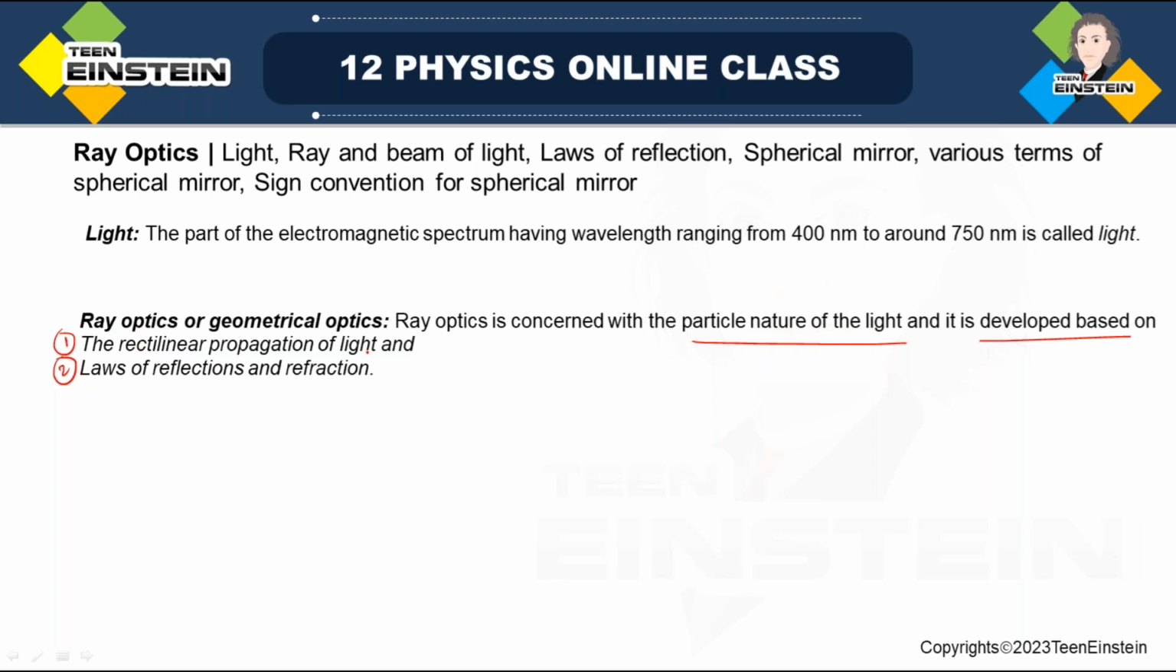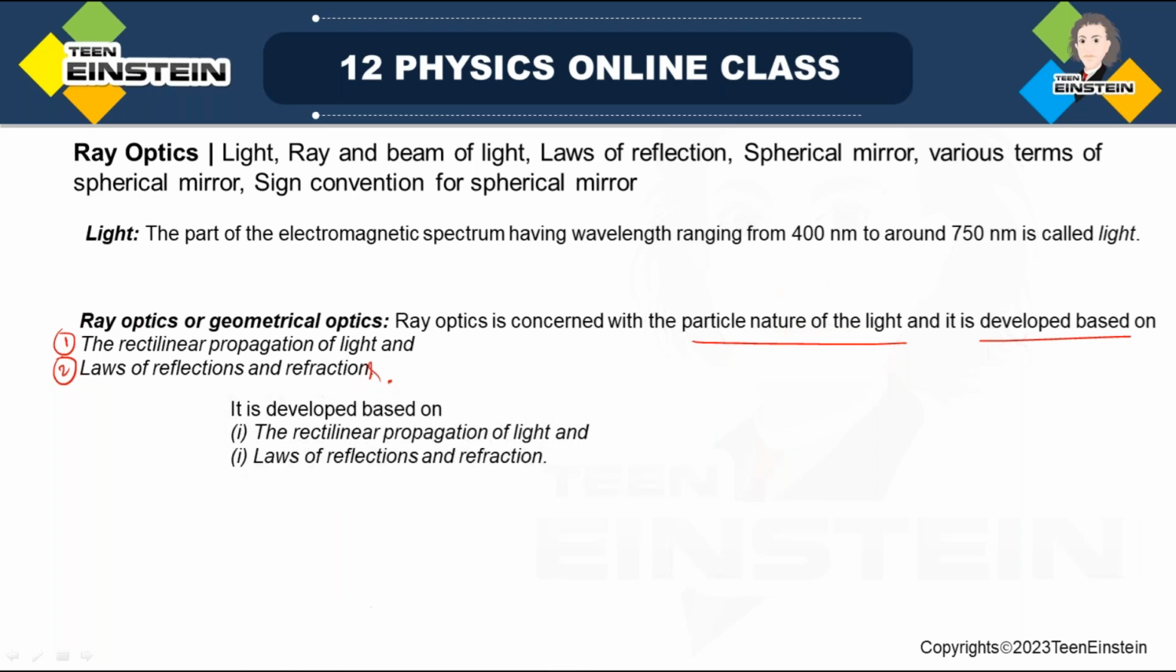There are two basic aspects of light. One is rectilinear propagation of light, and another one is the laws of reflection and refraction.